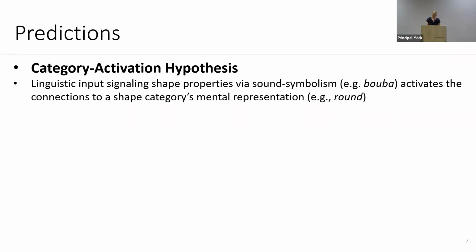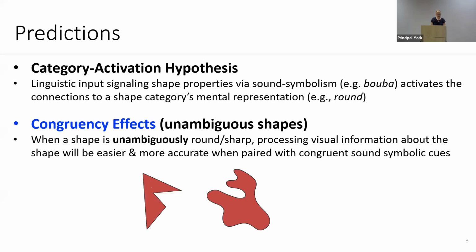And now for our predictions. The big idea underlying this is what we're calling the category activation hypothesis. A linguistic input signaling shape properties via sound symbolism, like hearing boba or kiki or takete, could activate an abstract category representation in your mind for that shape. So hearing boba would activate the round category. This leads to two predictions.